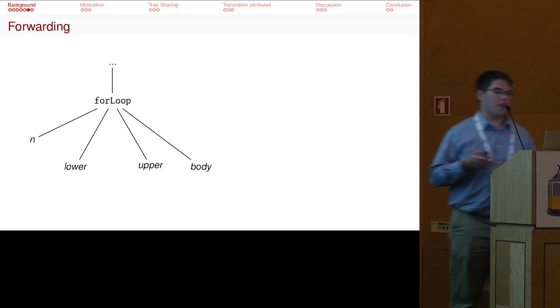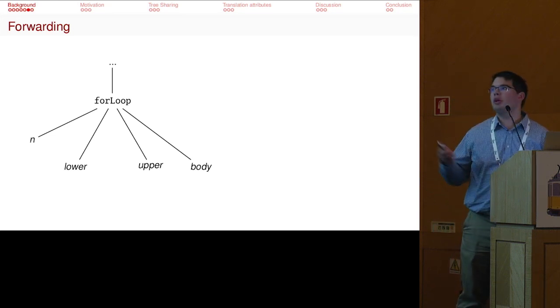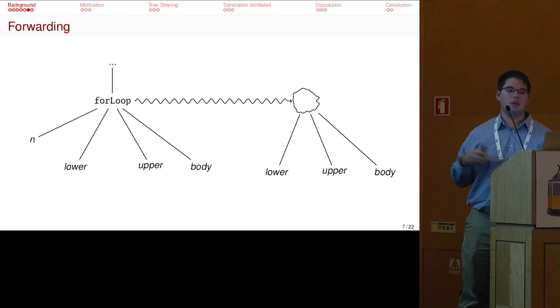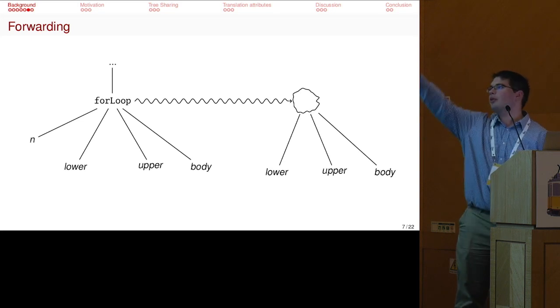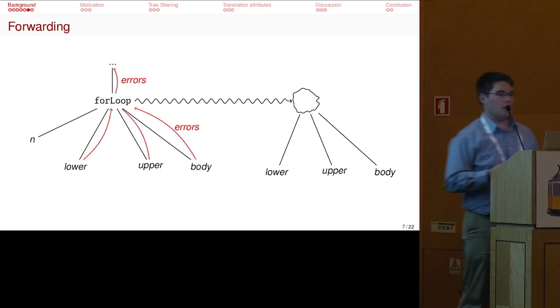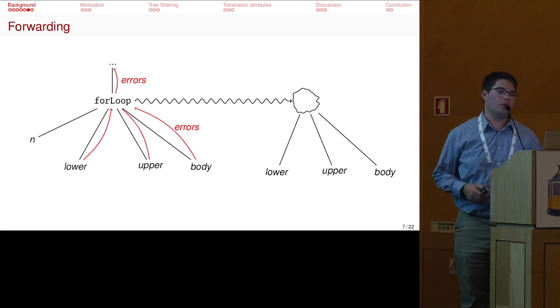So this is what the abstract syntax tree for a for loop would look like. A for loop is implemented by this for loop production, and it forwards to a translation containing the loop bounds and the body as children. The actual translation is a big messy tree that I'm eliding here for clarity. The for loop production might define errors directly, checking that the loop bound expressions have the right type.